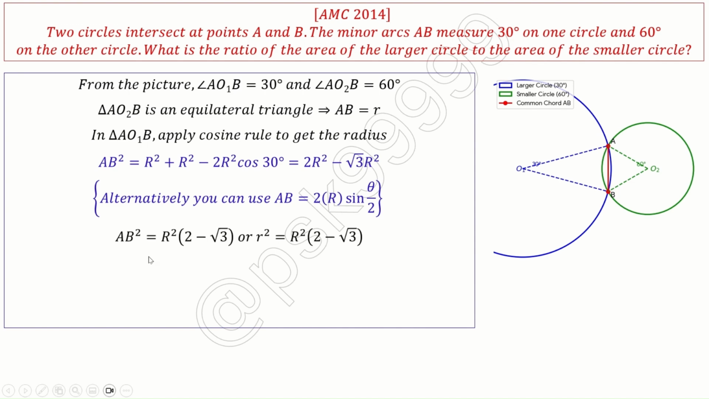Now this is simple. So AB square is equal to capital R square times (2 minus root 3) if I take it common. Now I have my small r. AB is nothing but small r. So all I need is pi R square by pi r square, capital R square by small r square, which is nothing but 1 by (2 minus root 3). Normally we don't leave root 3 in the denominator. So if you multiply with the conjugate, you will get the value. That is 2 plus root 3 is the answer. Okay, next.